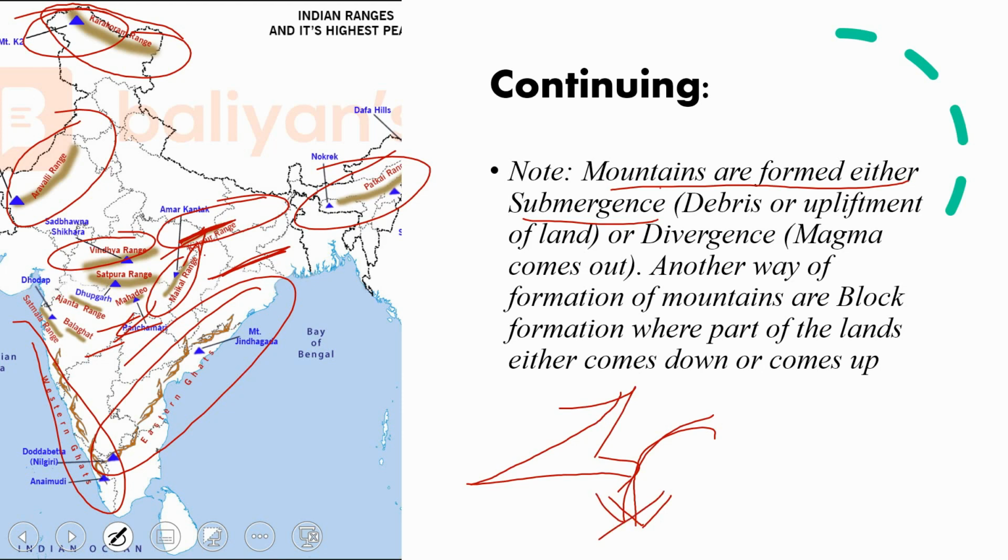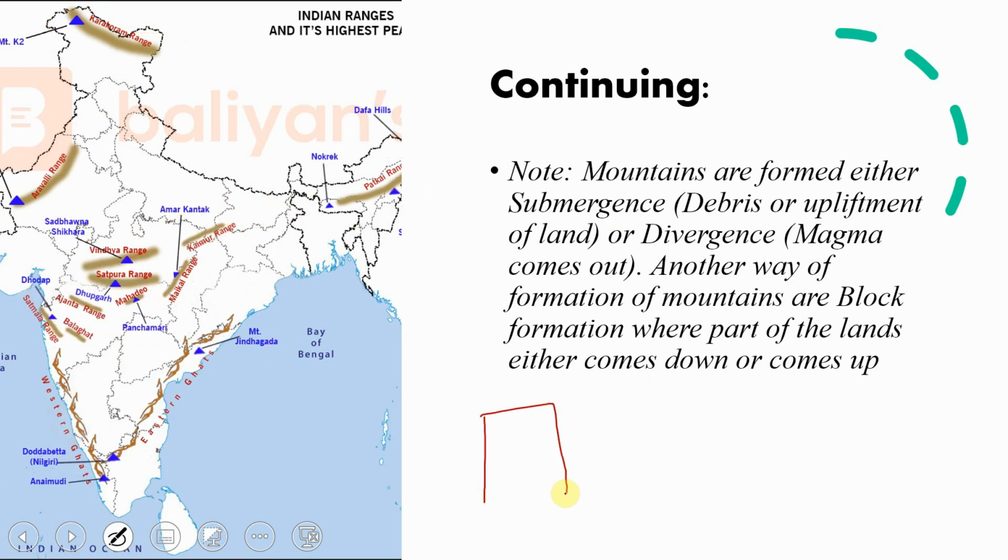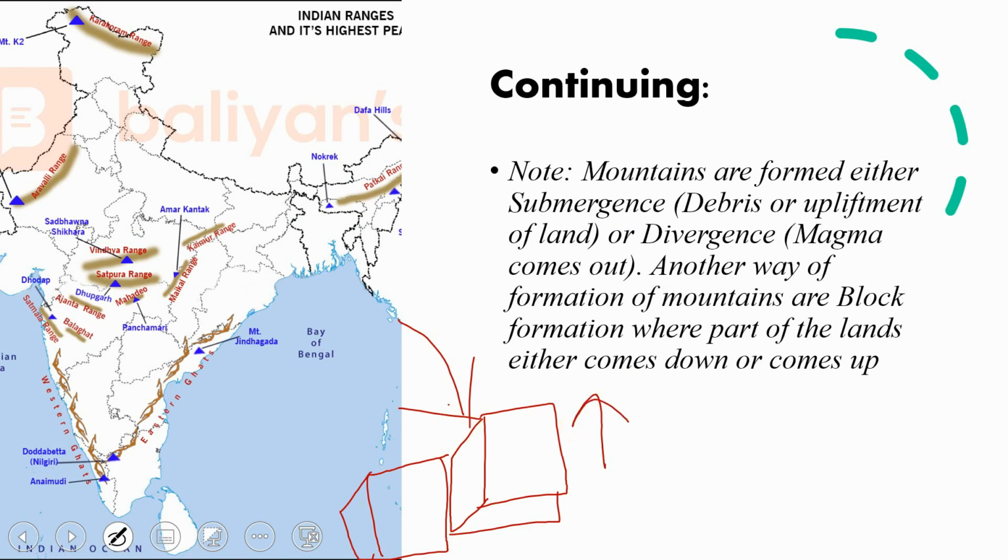Okay, so this will cause a formation of mountain. Another way mountains form is block formation, where parts of the land either come down or come up. So block formation is something like this: if this is your block and it has been raised above, and another block is here, then this will lead to the formation of mountain.